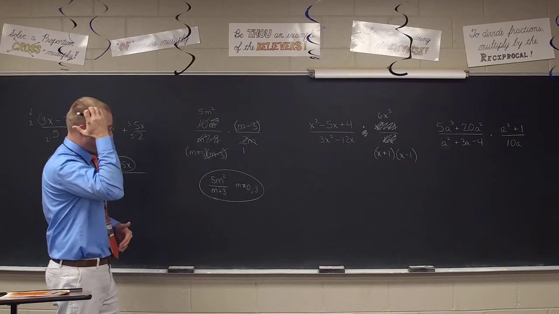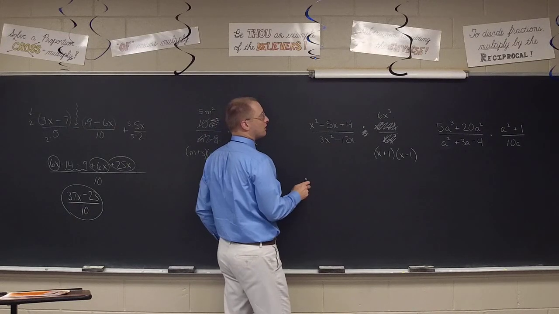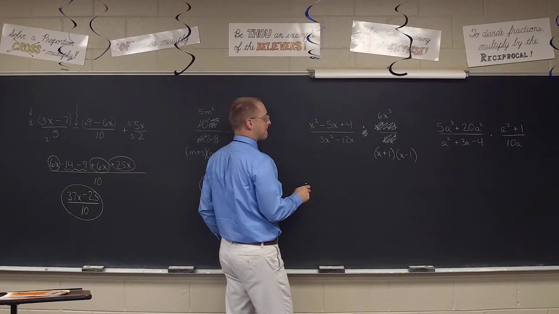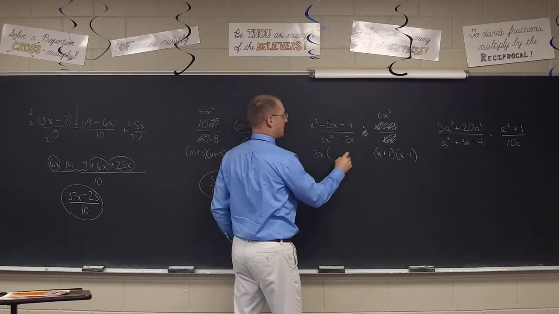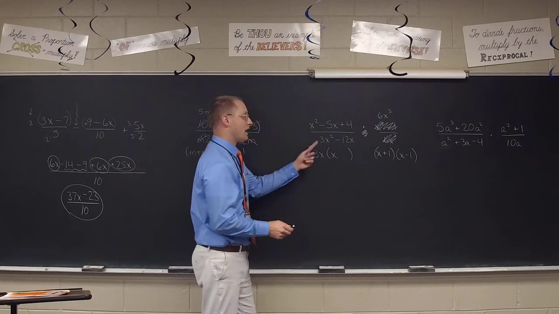I can also do some more factoring here in the first fraction, Dylan. The bottom, you can pull out a 3x. Okay, bottom I can pull out a 3x to get x squared minus 4. Ooh, careful, I pulled out a 3x. x negative 4.